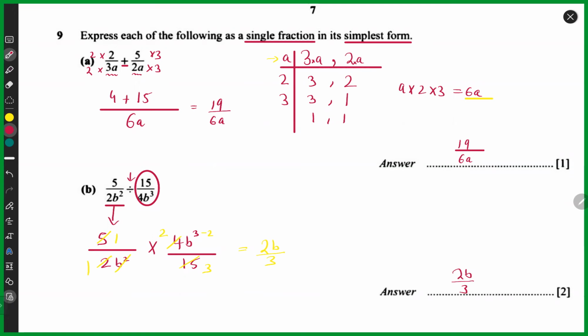So I hope that you guys can clearly see the difference. In the first fraction, we had a completely different way. For the second question, we did something completely different. Why? Because for the first one, we had a plus sign. For the next one, we had a division sign. And we know that according to the sign, the method is going to change.